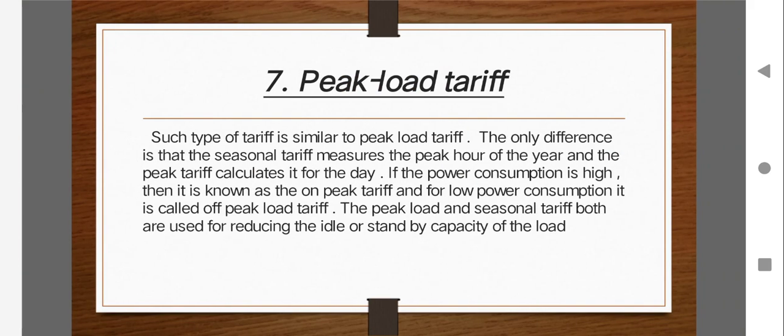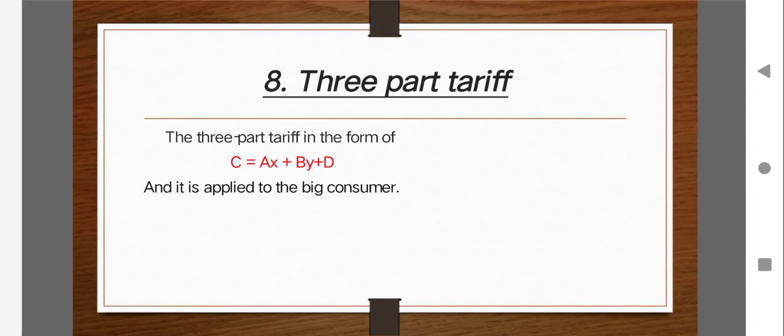Peak load tariff. Such a type of tariff is similar to the seasonal tariff. The only difference is that the seasonal tariff measures the peak hours of a year, whereas the peak load tariff calculation is for the day. If the power consumption is high, then it is known as a peak tariff, and for a low power consumption it is called an off-peak tariff. The peak load and seasonal tariffs are both used for reducing the idle or standby capacity of the load.